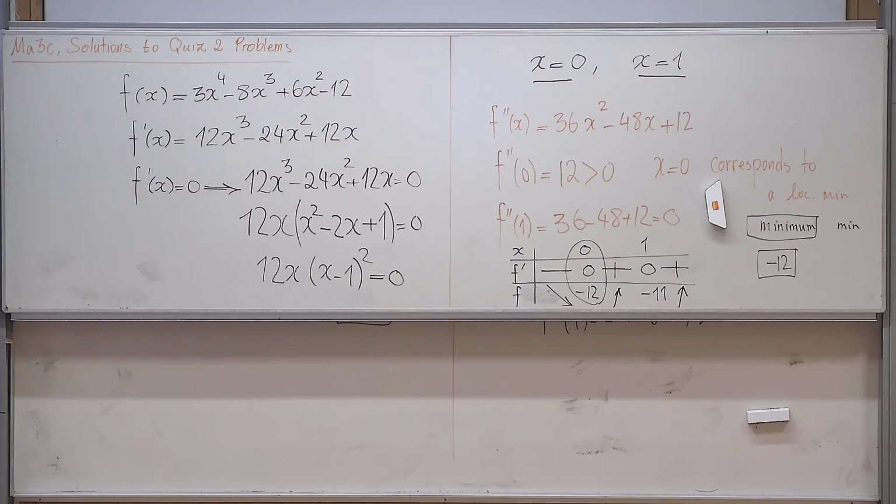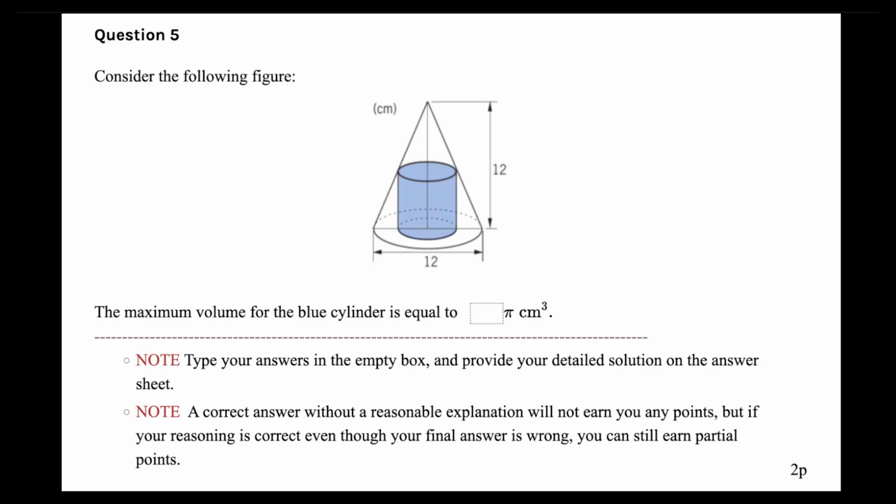Let us go to the next problem. Consider the following figure. The maximum volume for the blue cylinder is equal to, because typing pi was not easy, and you might not know how to type it, I put the pi here myself so that you can just put the number here.